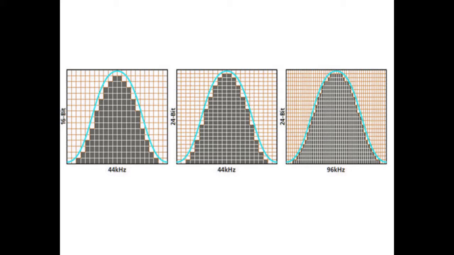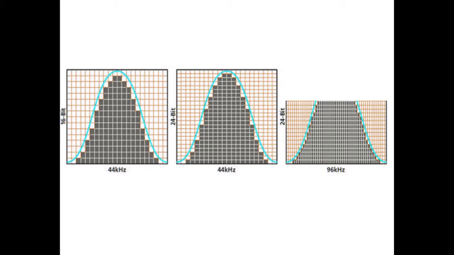If you look at the three graphs, you will see that the first two, the 44 kilohertz 16-bit and the 44 kilohertz 24-bit, have the same number of samples on the horizontal axis. However, each of these samples in the 24-bit file can store more data than the 16-bit file. What would happen if you downsample from 24-bit to 16-bit? Well, it will simply truncate parts of the information.